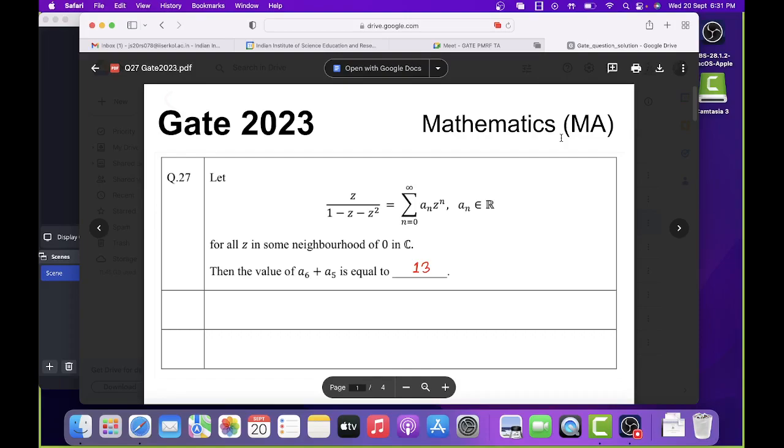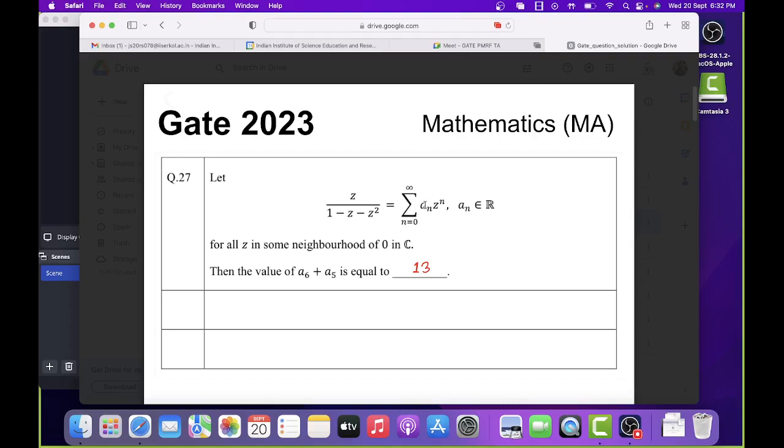Okay. So the next question is again from complex analysis. This is question number 27. It says a holomorphic function is given by z by 1 minus z minus z square in a neighborhood of 0. It is holomorphic obviously, and it is expanded in terms of power series, sum over n equals 0 to infinity a_n z to the power n, but the coefficients are real numbers. You have to find the coefficients a6 and a5. What is a6 plus a5 in the power series?